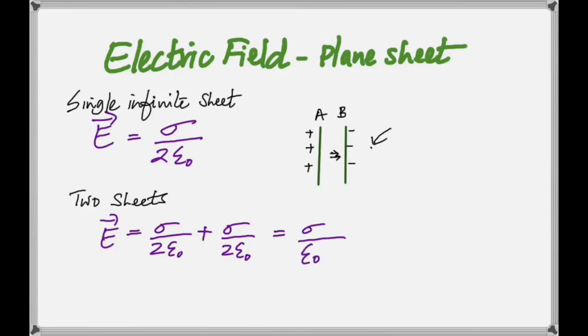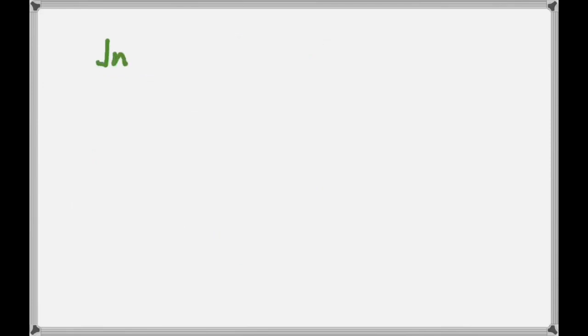I'm trying to say that outside, the electric field is 0. Inside, between the plates, it's sigma by epsilon naught. You see the two arrows? Both contribute equally to that, and that's how you get that. All clear? Okay.